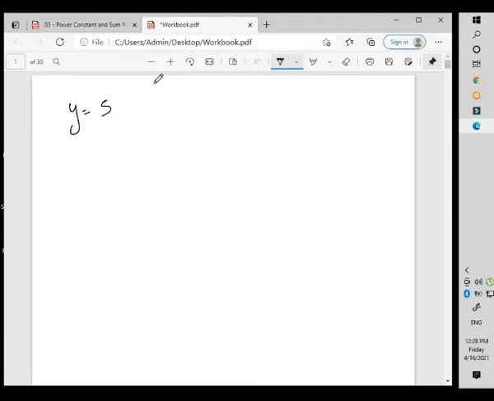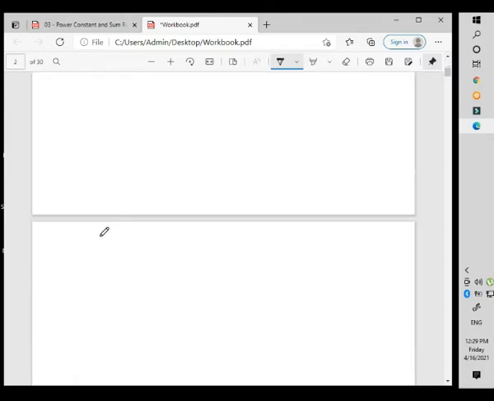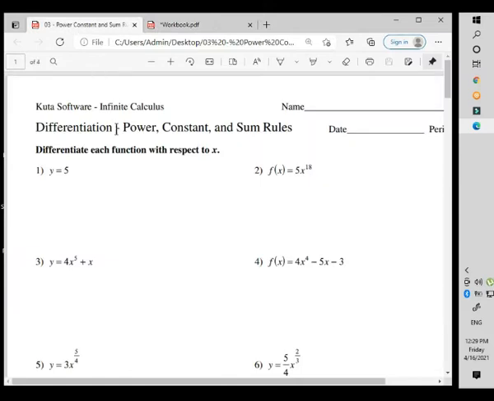Now, the first rule that you should always remember is that anytime you see a constant, generally a number, the derivative is going to be 0. A constant is c. So y prime is going to be equal to 0. Okay, now that's the very first question. That's fairly easy.